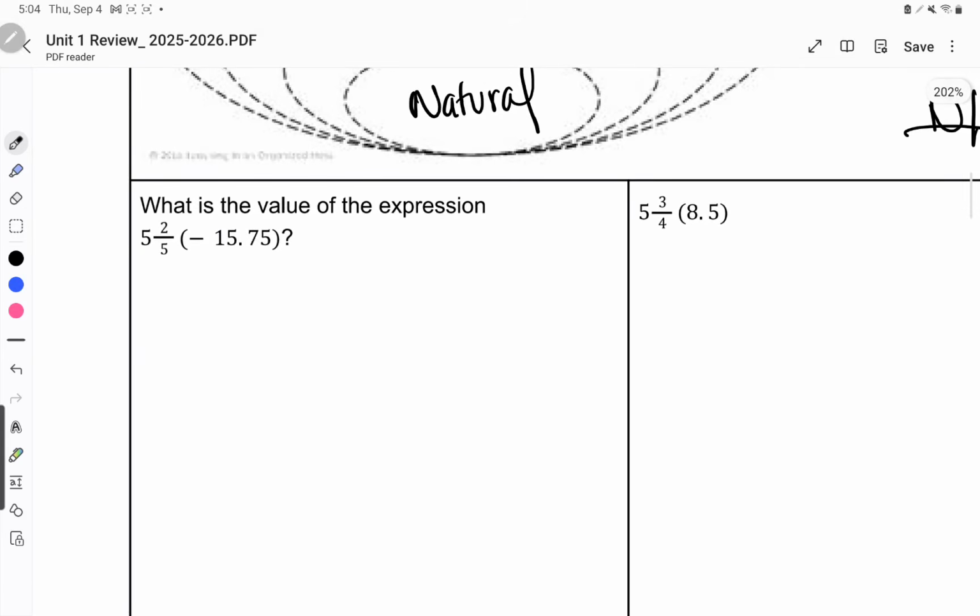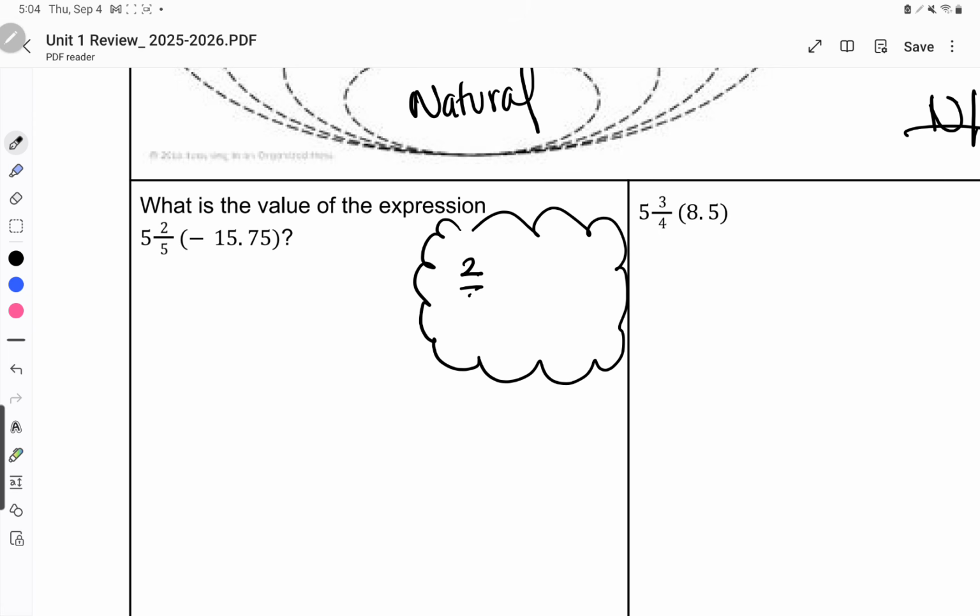This one says, what is the value of the expression? We have 5 2/5 times negative 15.75. Now, when we have a fraction and a decimal, we cannot have that happen. So we either have to turn our fraction into a decimal, or we have to turn our decimal into a fraction. In this case, we're going to turn our fraction into a decimal, and we're just going to see what happens.